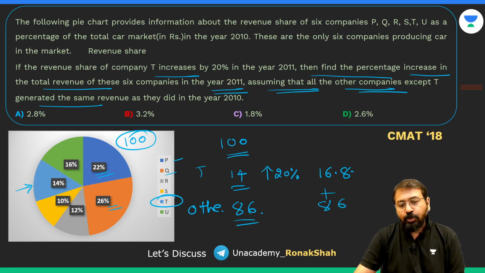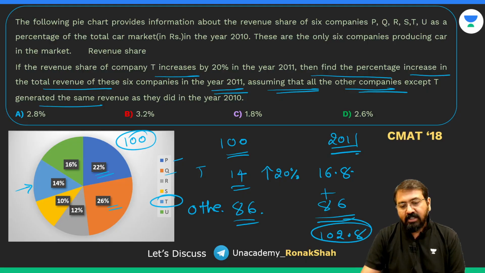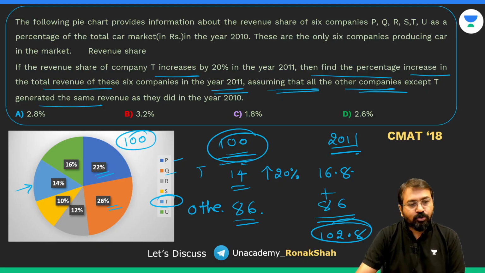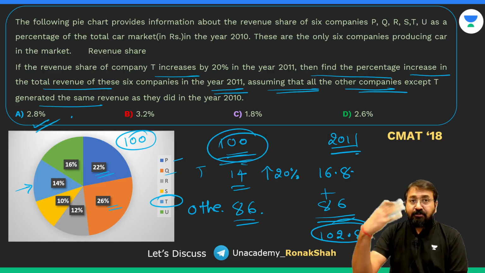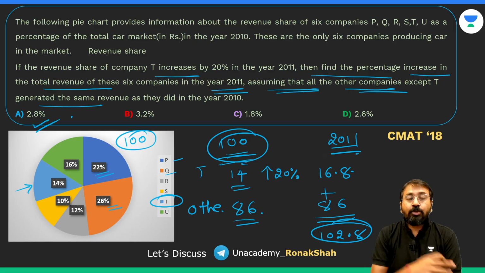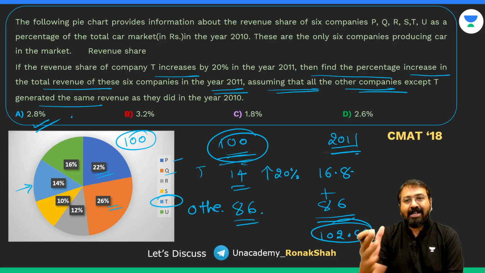So total revenue in 2011 should be 16.8 plus 86, that is 102.8. So net increase is 100 to 102.8. Can we say it's 2.8%? In fact, now if you have understood the question, you would realize that we really don't need to write anything.